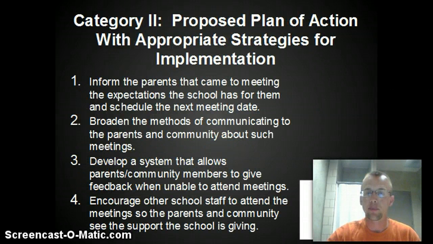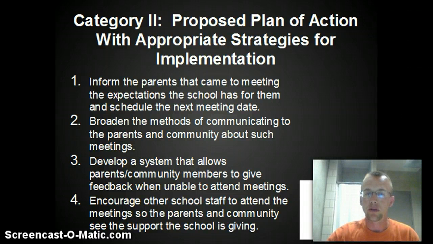Category number 2, my proposed plan of action with appropriate strategies for implementation. Number 1, I want to inform the parents that came to the meeting the expectations the school has for them and schedule the next meeting date. I want them to leave the meeting knowing that this is something that's going to start and we want parents to be involved.